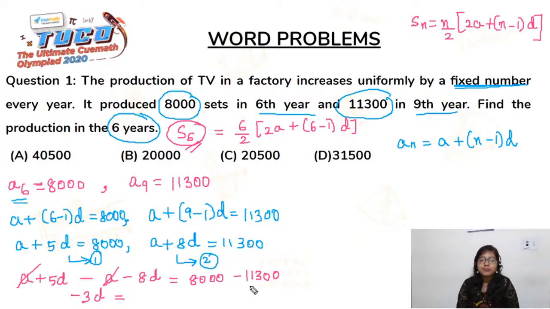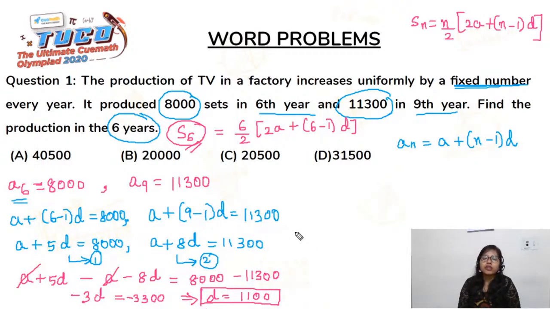Going to give us how much? Any answers? Okay, so we know that this is going to give us minus 3,300. And from here, if you have to calculate the value of d, this is going to give you 1,100. So we have got the value of d.